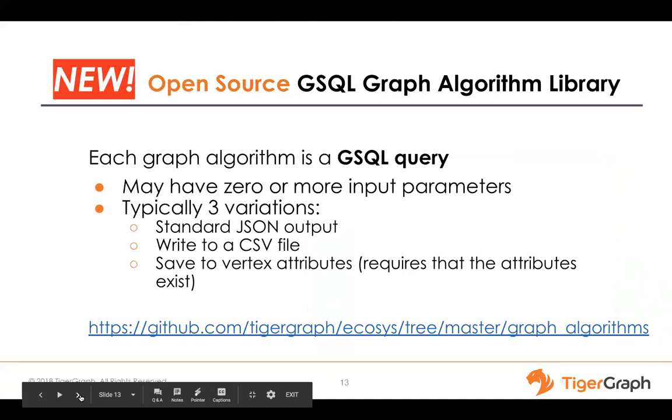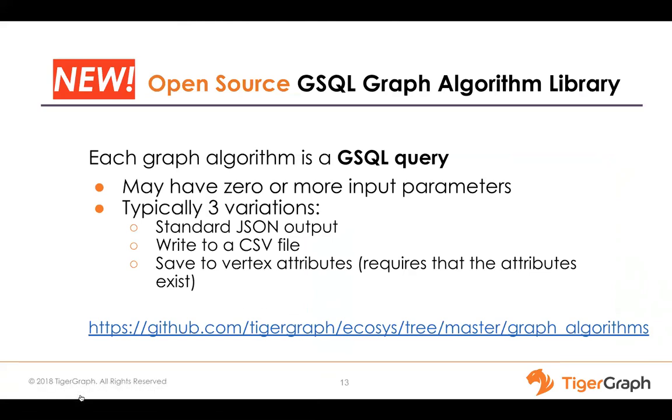We're very excited that we have a brand new open source GSQL graph algorithm library with the release of TigerGraph 2.2. This is to speed up your adoption of link analysis. TigerGraph provides a one-stop shop for you to leverage all the graph algorithms. It's open source, so we welcome contributions to our GitHub repository. We're also committed to frequent updates and adding more algorithms. So we welcome input on the algorithms you would like to see in our library.